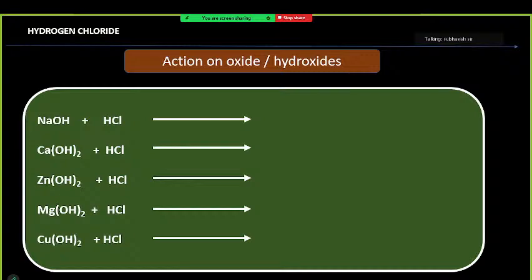Hydroxides react similarly to oxides, like sodium hydroxide with HCl gives sodium chloride plus water, calcium hydroxide gives calcium chloride plus water, zinc hydroxide gives zinc chloride plus water. The reactions of hydroxides and oxides are similar.